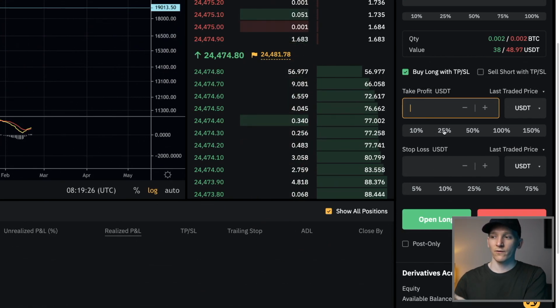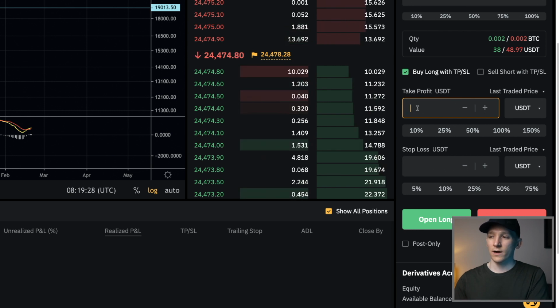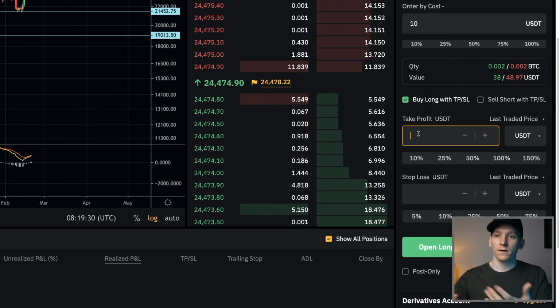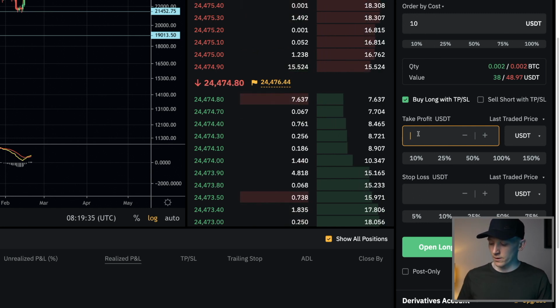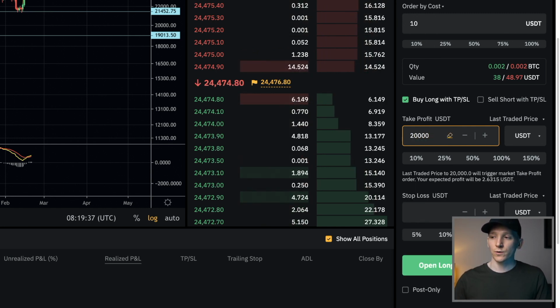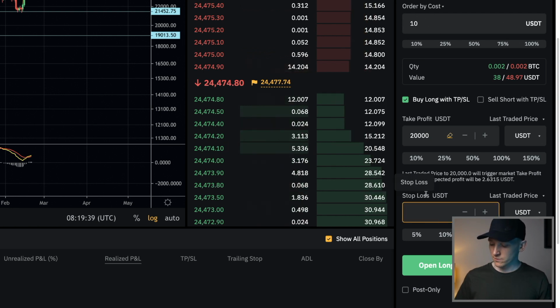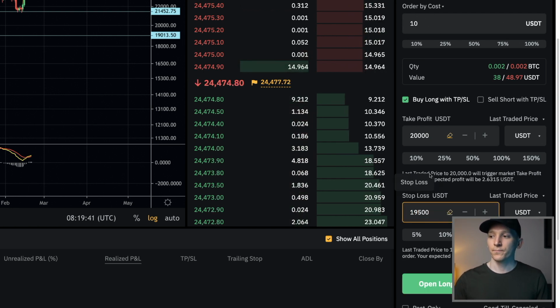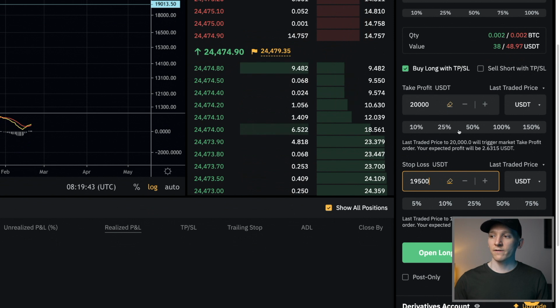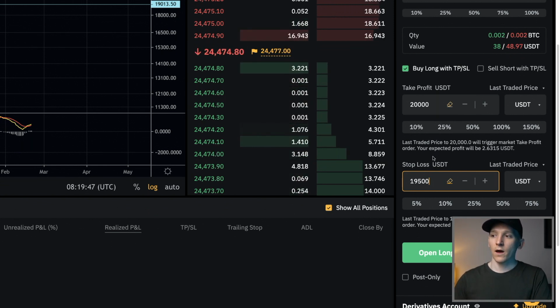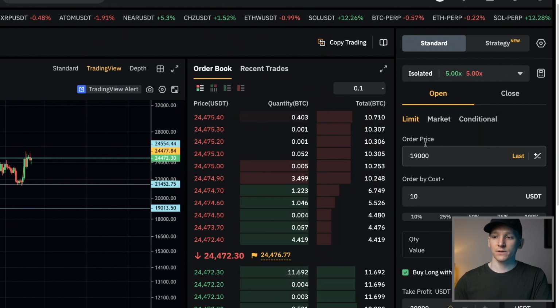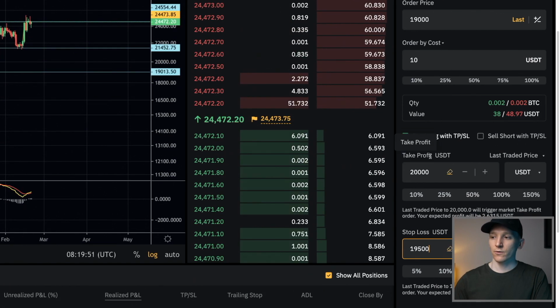So I want to make 25% profit or something. I would not recommend this. I would actually use some technical analysis or something like that, which I'll get onto in a second. But let's say we want to take profit of 20,000, which would be $1,000 above, and we want to stop at 19,500, stopping losses. So these are orders that will be placed in the system when this initial order comes through, if it actually does. So you can see that.